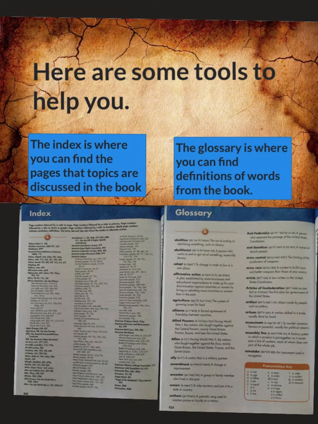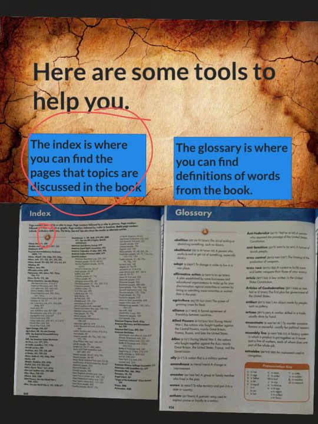Oh, here are some tools to help you. These are valuable for using your social studies book to help with guided notes. The first one is the index, which is over here. What the index does is it's a list of a lot of different words that are in the book and the pages where you can find those words. Now, most of the words are based off of certain topics. Like this is the A section, so a lot of words that begin with the letter A.